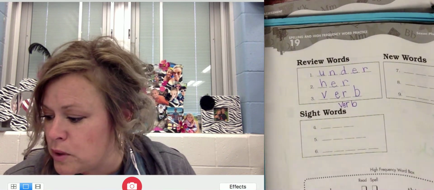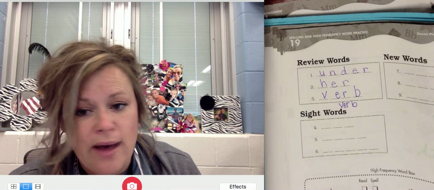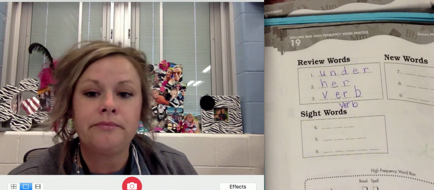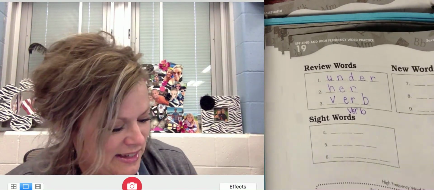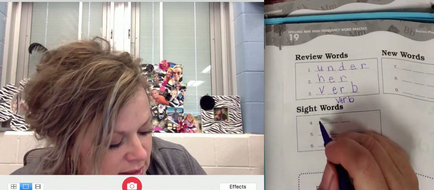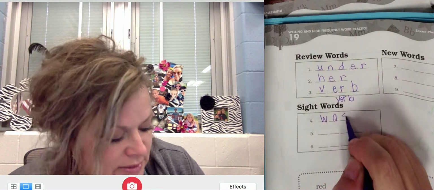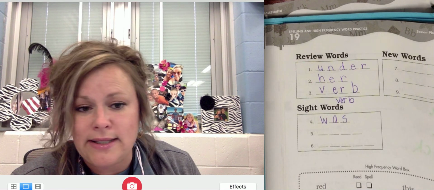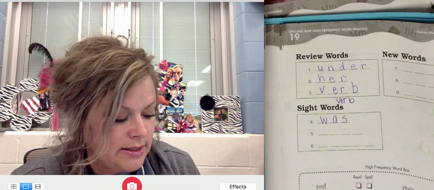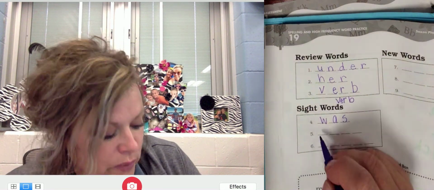All right, sight words. The first sight word is was. Repeat, was. I was outside in the crazy wind today. Was. All right, W, A, and S. Number 5 sight word is what. Repeat, what. Write it.